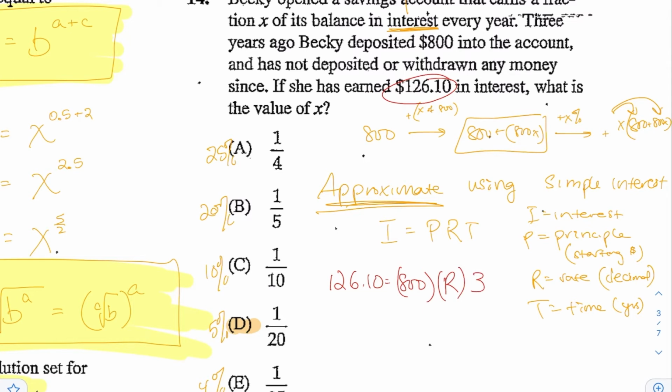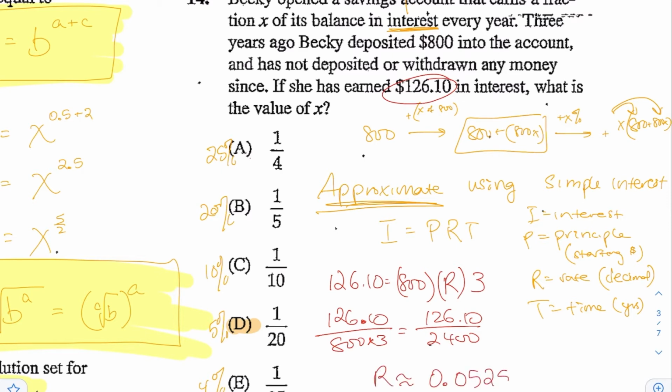So you'll actually need a calculator here because you have to do 126.10 divided by 800 and divided by 3. So that's 126.10 divided by 2,400. And that's going to give you a rate of approximately 0.0525, which is about 5%. And that's going to be choice D, 1/20, which is about 5%.